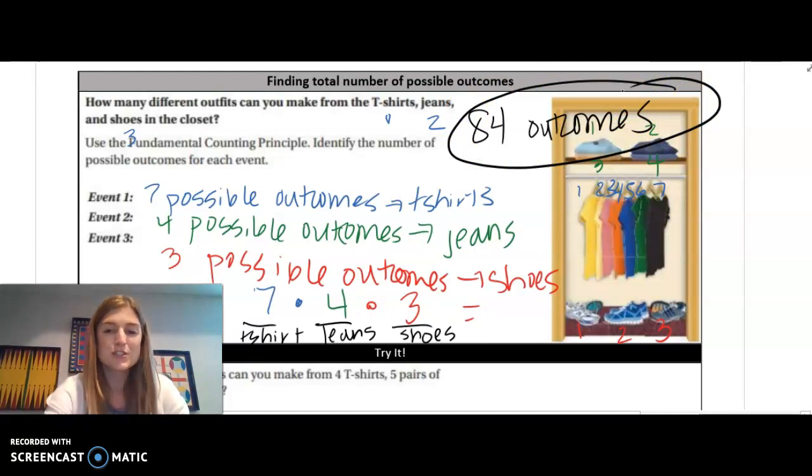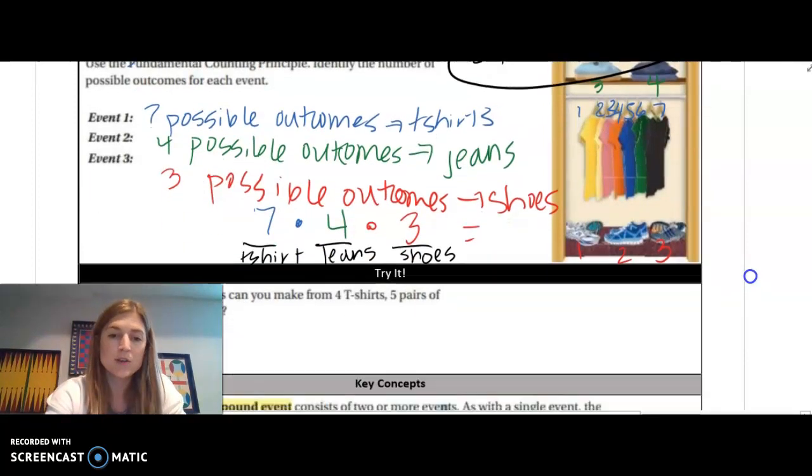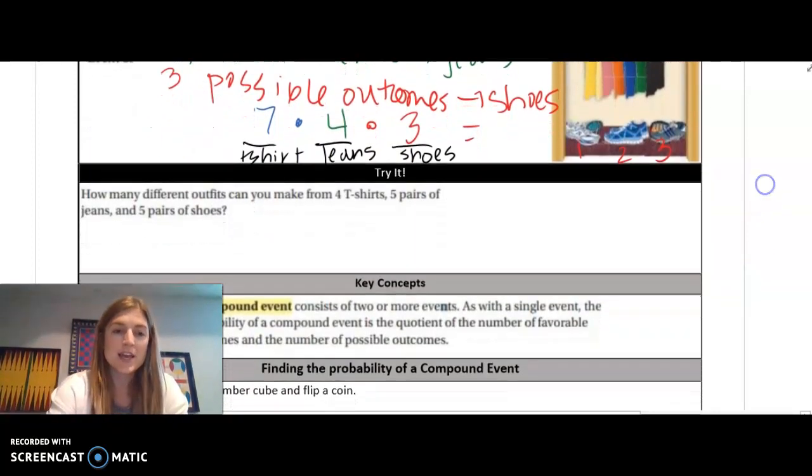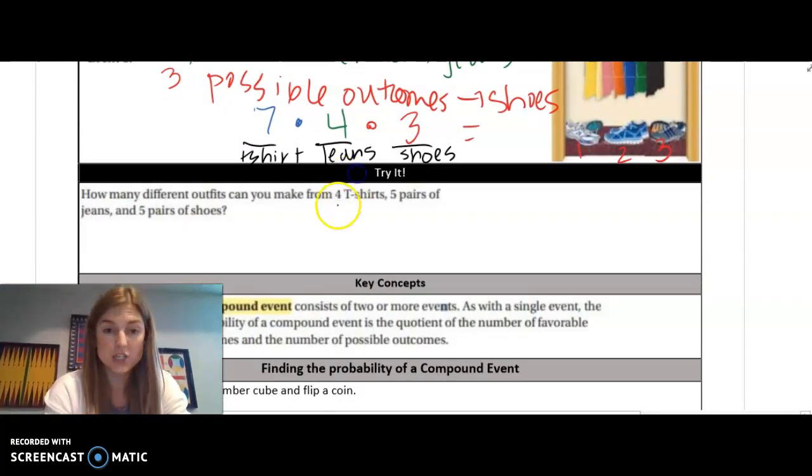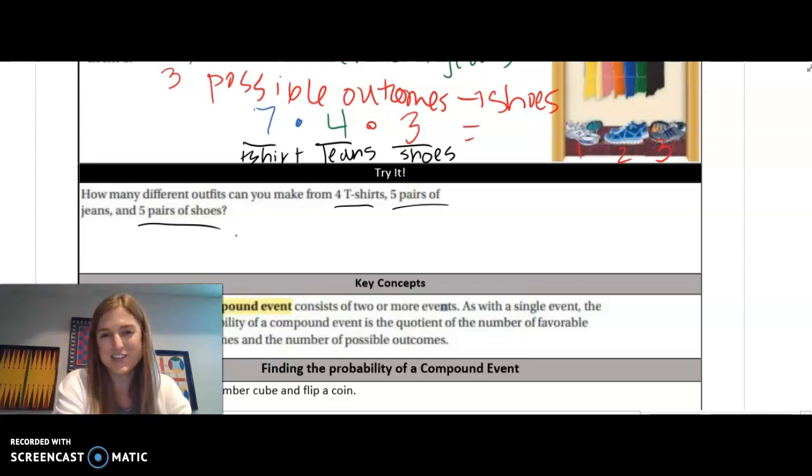All right, so what I want you to do next, I want you to use this scenario of making an outfit, and I want you to tell me how many different outfits can you make from 4 t-shirts, 5 pairs of jeans, and 5 pairs of shoes. Go ahead, try that, pause it, and get back to me.